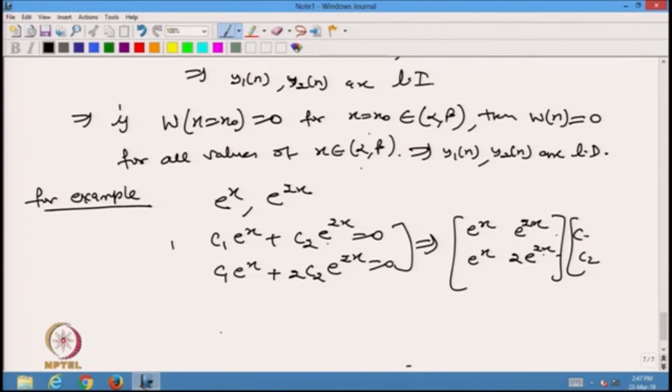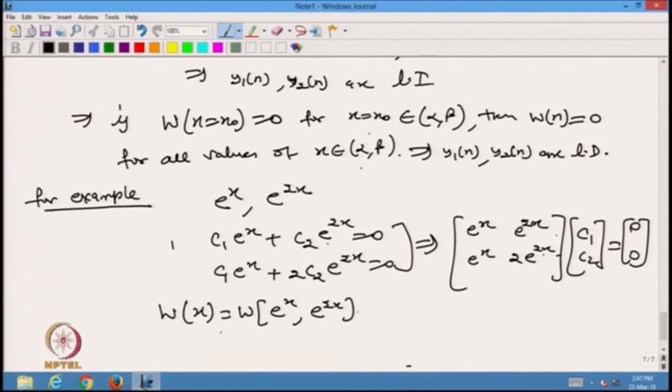C1 and, sorry, C1 that is equal to 0. So, in that case my Wronskian will be, so that I can write as e^x and e^2x. I am taking the determinant of this matrix.